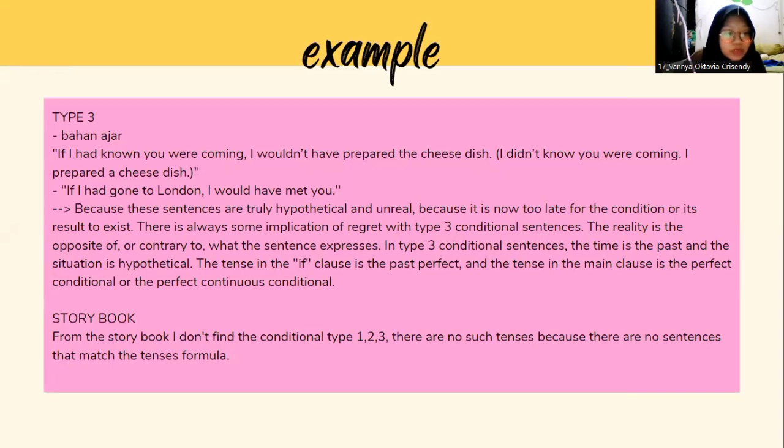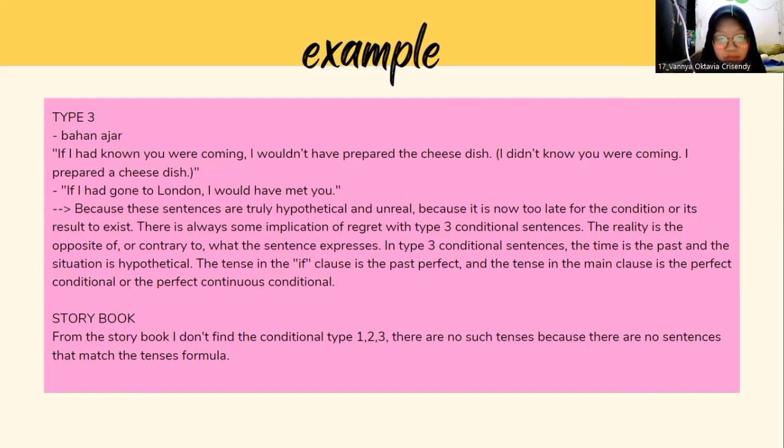Next, type 3 from the journal: "If I had known you were coming, I would not have prepared the cheese dish." I didn't know you were coming; I prepared a cheese dish. "If I had gone to London, I will have met you." Because these sentences are truly hypothetical and unreal, and it is now too late for the condition or its result to exist. There is always some implication of regret with type 3 conditional sentences. The reality is the opposite of, or contrary to, what the sentence expresses.